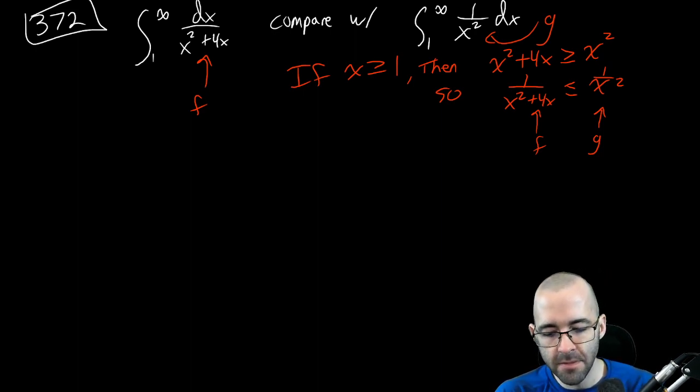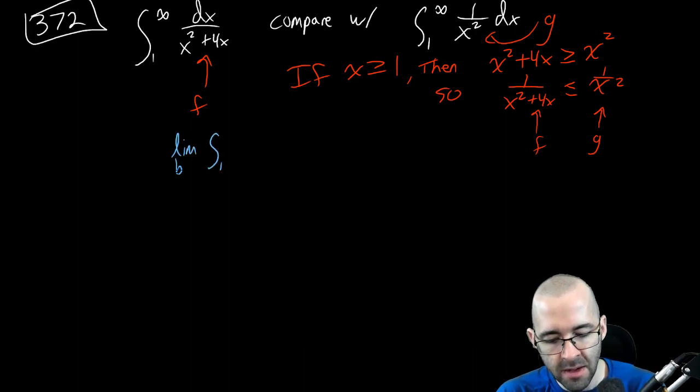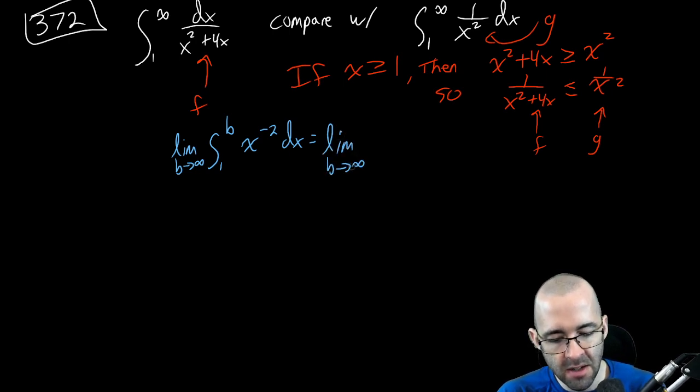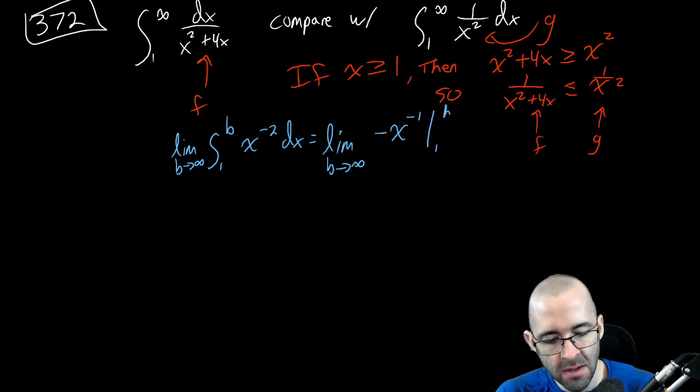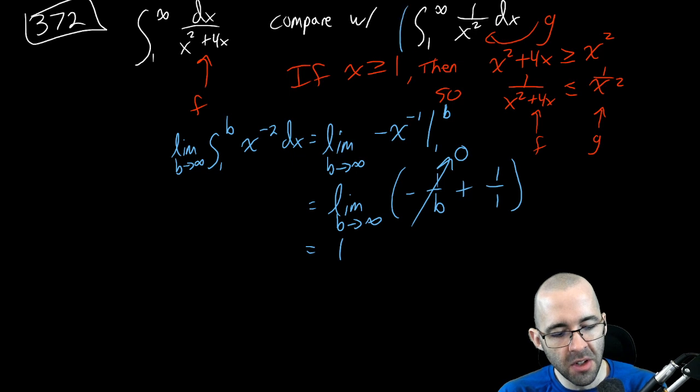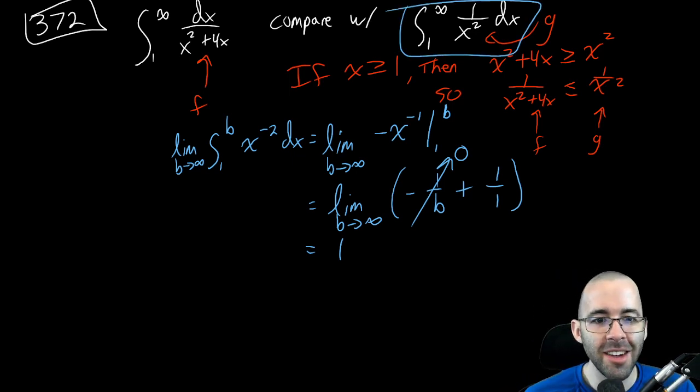So let's look at g. Okay. The integral from 1, well, we need a limit. B goes to infinity. You can use whatever letter you want. Of x to the negative 2 dx is the limit as b goes to infinity of add a power, divide by that power from 1 to b. So that's going to be negative 1 over b minus a negative 1 over 1. Well, as b goes to infinity, this goes to 0. This whole infinite area is just 1.